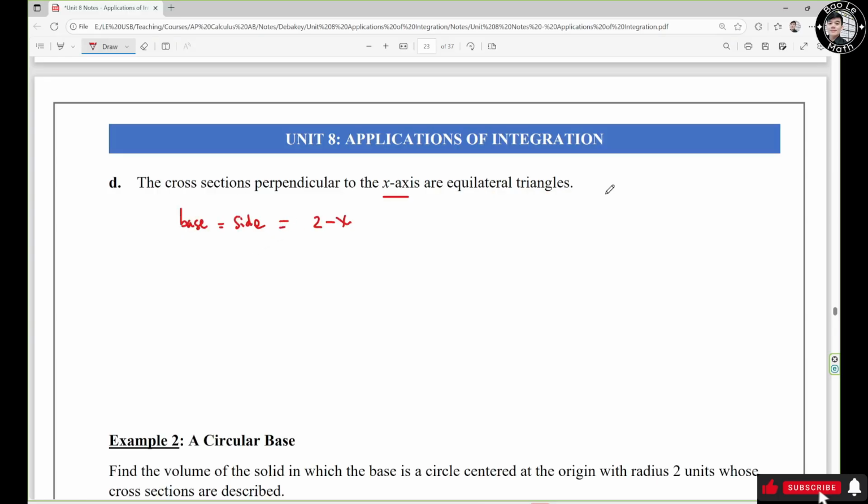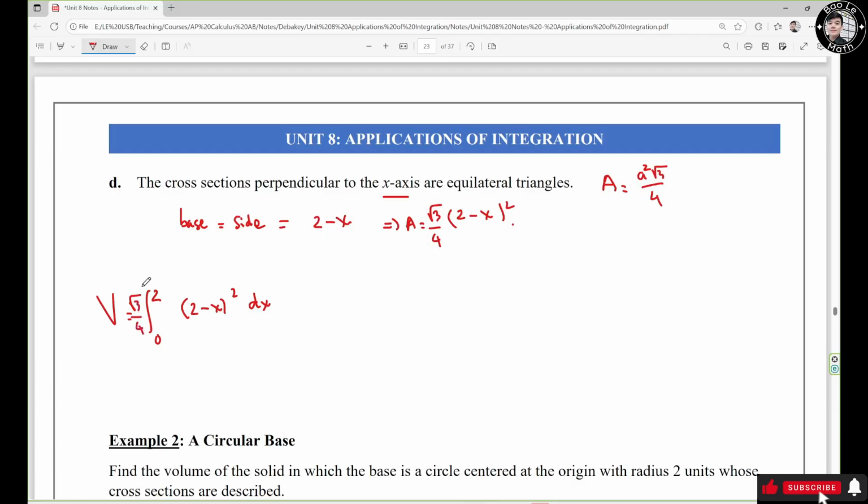So now the area formula of the equilateral triangle with the side A is going to be A squared root 3 over 4, right? So you have the area of this one should be 2 minus s altogether squared times root 3 over 4, right? So the volume should be the integral from 0 to 2 of 2 minus s altogether squared ds, and I'm going to put root 3 over 4 in the front, right?